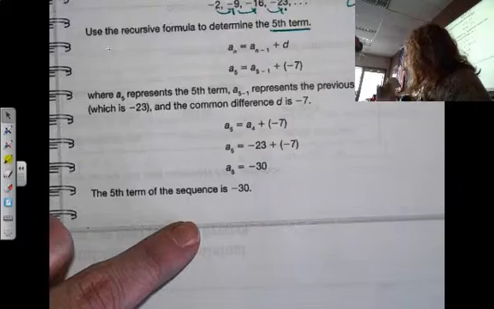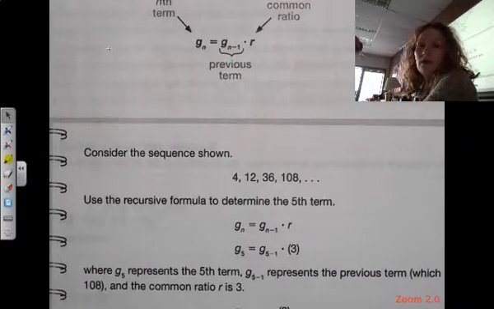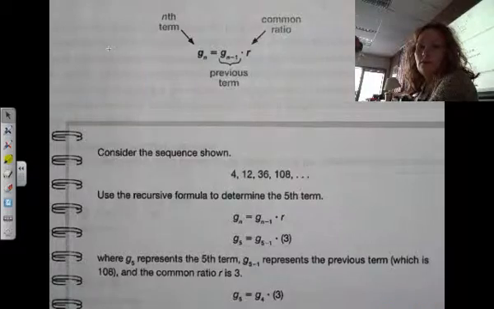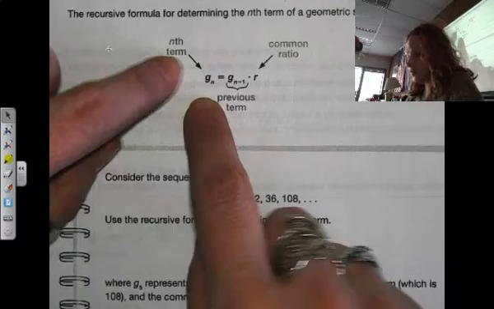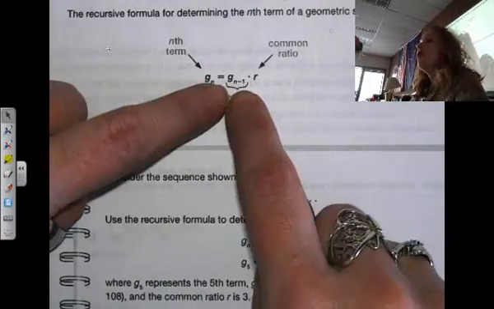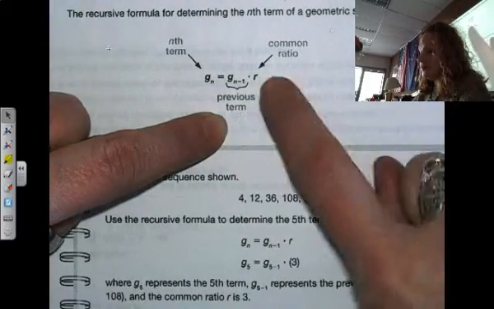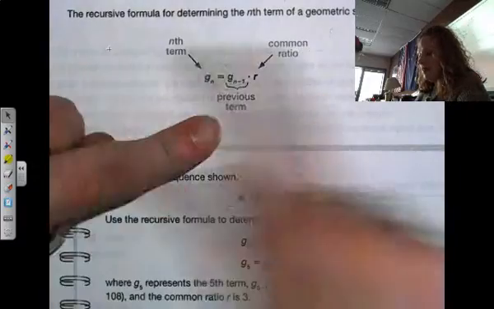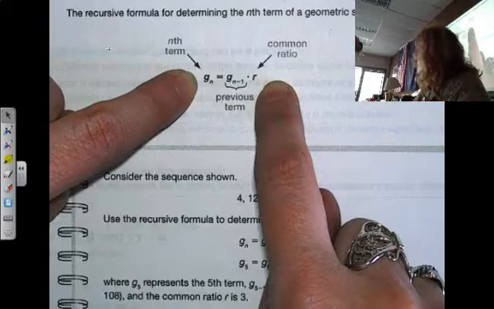It works when the term numbers are low. Okay, good so far? All right, because these are so easy to use, we go straight into the geometric formula. We don't even practice a whole bunch of them first. So the recursive formula for the geometric sequence: G sub n stands for the nth term, G sub n minus 1 is the previous term, and R stands for the common ratio. So we read that as the nth term is equal to the previous term times the common ratio.